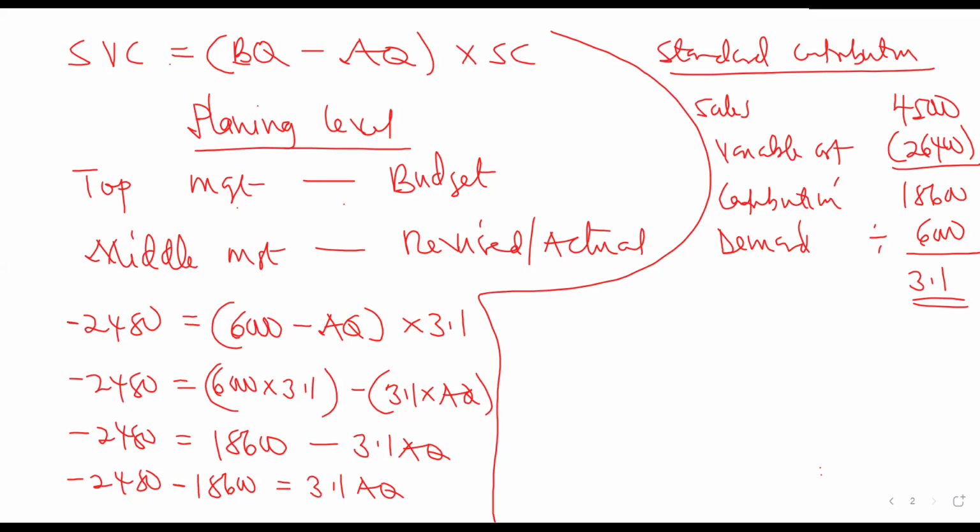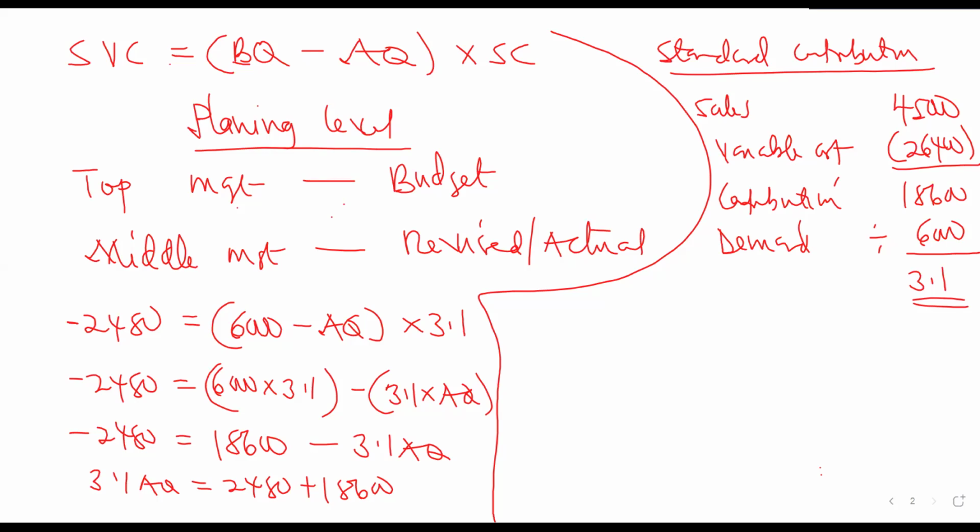Okay, so let me do it like this. Let me just change it. So 3.1 AQ is equal to 2480 plus 18,600, so that the negative and negative will not be worrying us again. So 3.1 AQ is equal to 21,080, sorry.